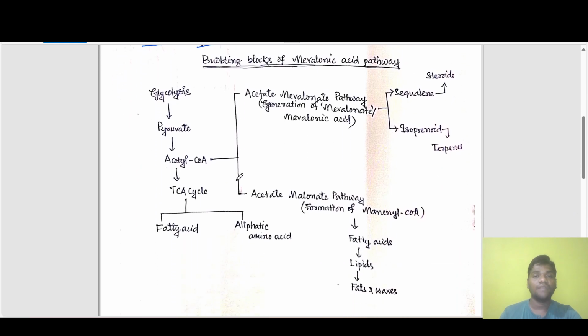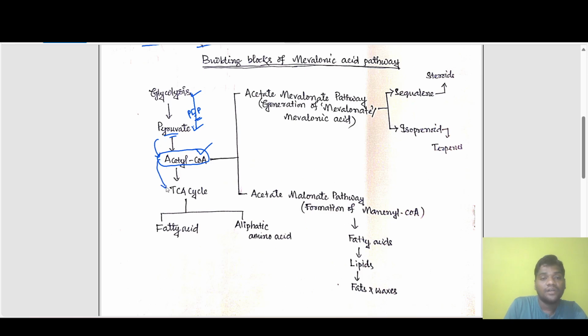Now come to the building blocks of the mevalonic acid pathway. In the building block, you can see acetyl coenzyme A. This is the major precursor molecule for this pathway. This acetyl coenzyme A is produced when PEP is converted to pyruvate in the glycolysis process from glucose. There will be a 10-step reaction, and glucose is converted to pyruvate, and this pyruvate is converted to acetyl coenzyme A.